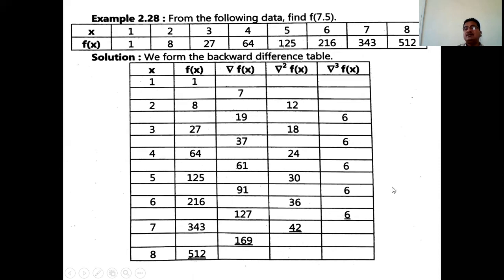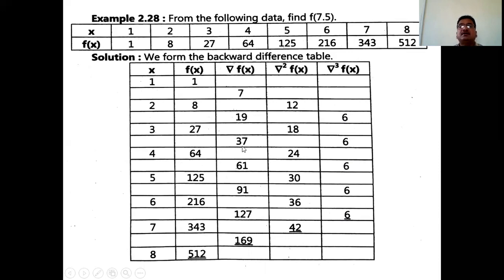What are the entries in that? 6 minus 6, 0, 0, 0, 0. All the entries in the further columns are 0, and therefore terminate the table at this stage, at this column. That is, if at any stage all the entries in the column are the same, then no need to find further columns.